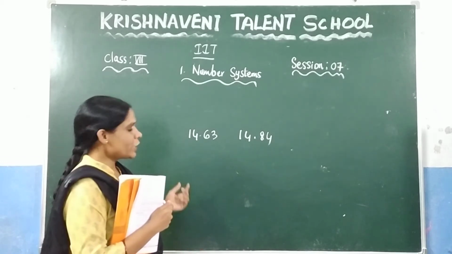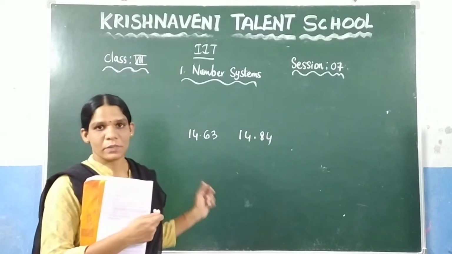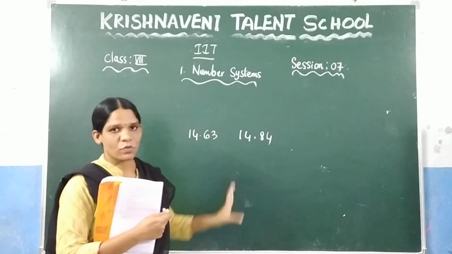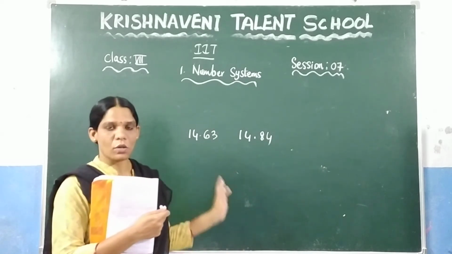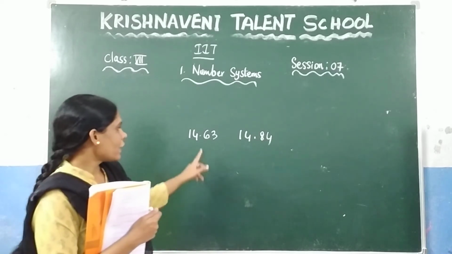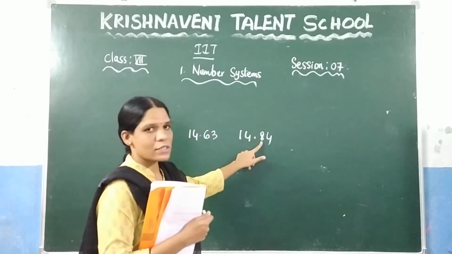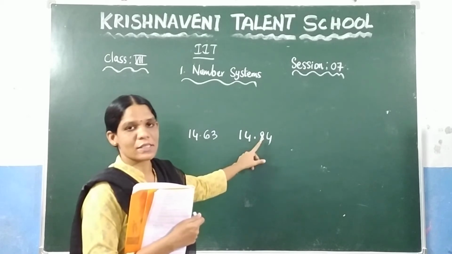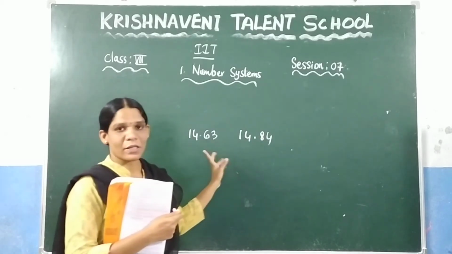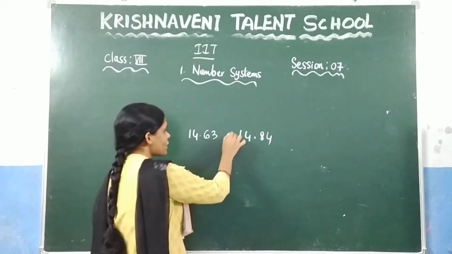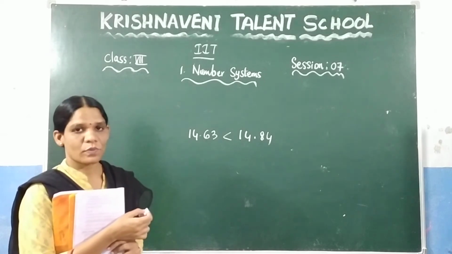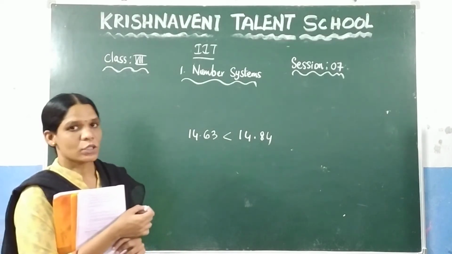Here, you need to check the left part of the decimal point first. Here 14 is there, here also 14 is there, so we cannot compare. Now, go for the right side part of the decimal point. Here 6 is there, here 8 is there. And you know that 8 is the greater number compared to 6. So you can state that 14.63 is less than 14.84. Like that you need to compare two decimal numbers.